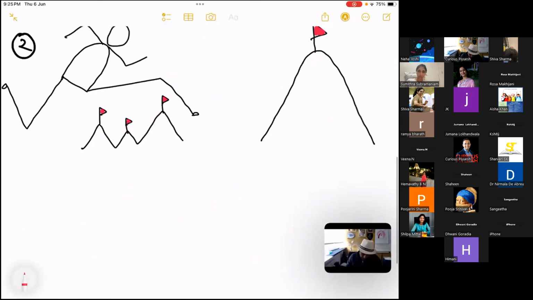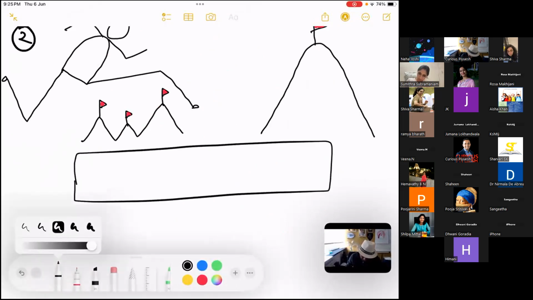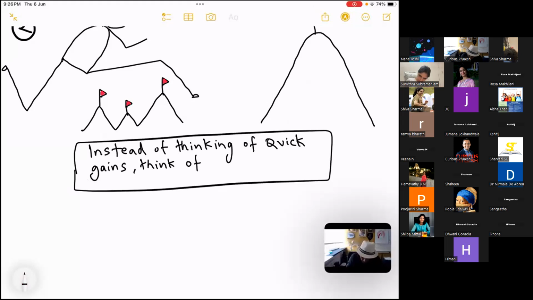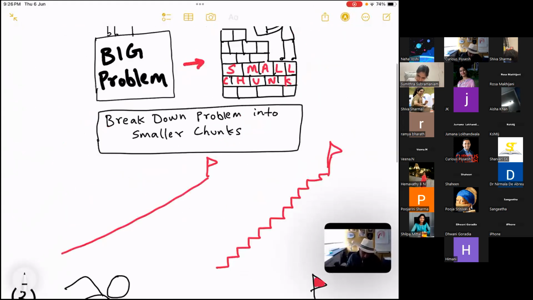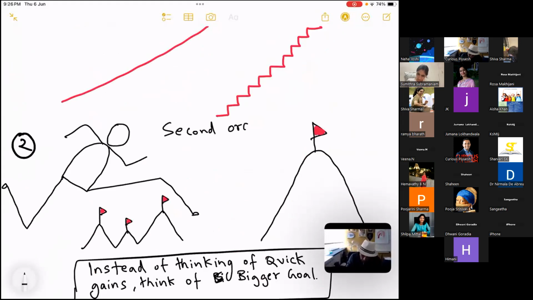So again, to match the visual bucketing, I will try to summarize this point in a bracket. In my own simple words: instead of thinking of quick gains, think of bigger goals. And this point was called second order thinking, right? So this was second order thinking.